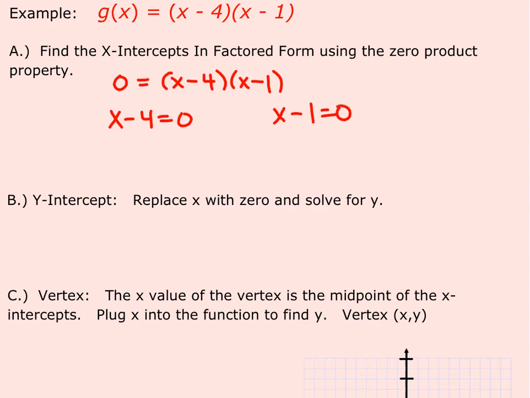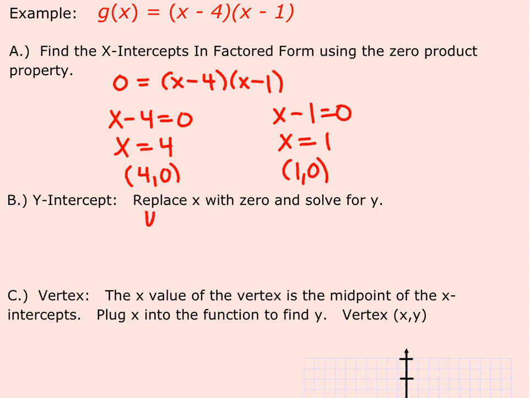We're going to solve by undoing. So we're going to add 4 to both sides. We're going to add 1 to both sides. So these are the zeros of the function. As ordered pairs, they are 4, 0 and 1, 0. All right, part B. We want to find the y-intercept. Where does it cross the y-axis? The helpful hint here is we're going to replace the x with 0 and solve for y.